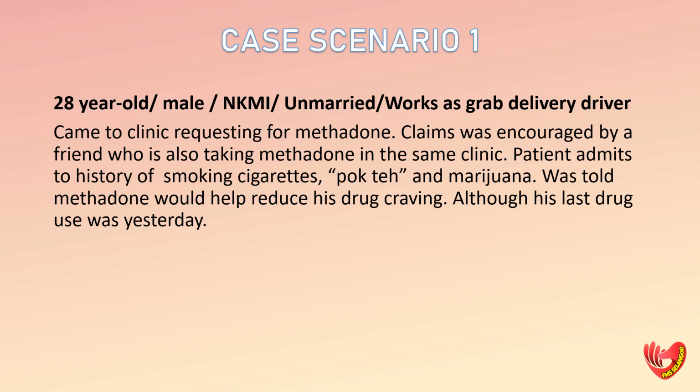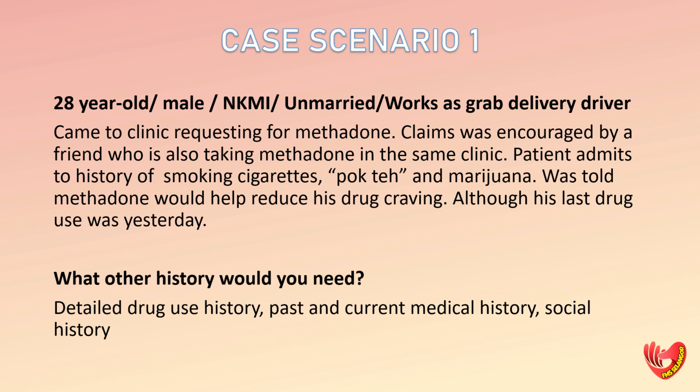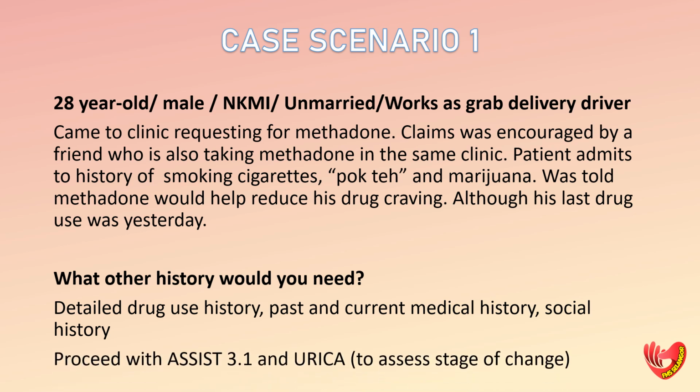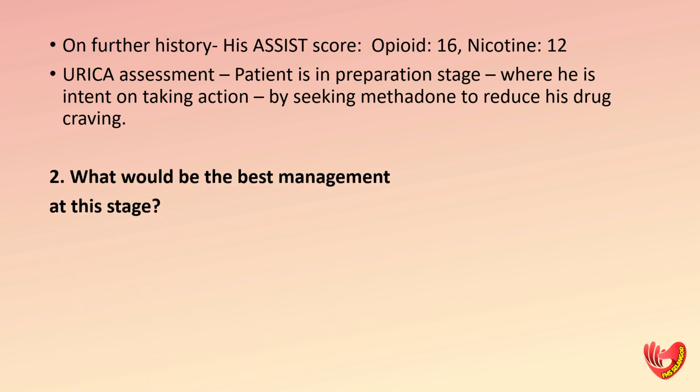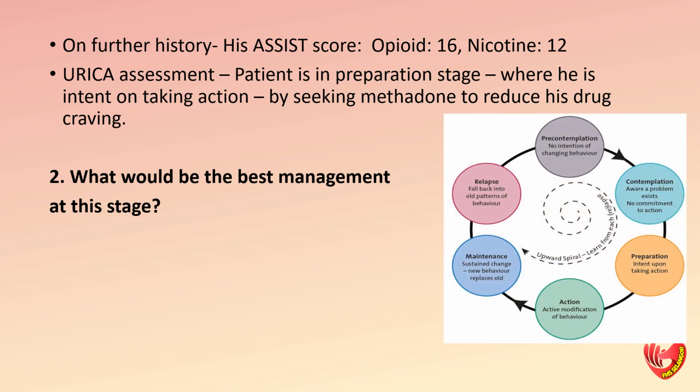What other history would you need? That's right, a more detailed drug use history, medical history, as well as social history. Following what we have learned, you should proceed with the ASSIST and URICA for stages of change. On his ASSIST score, opioid score came up to 16. Nicotine score was 12. His URICA assessment shows the patient is in the preparation stage, as he is intent on taking action, coming to see you, seeking methadone with the purpose to reduce his drug cravings.